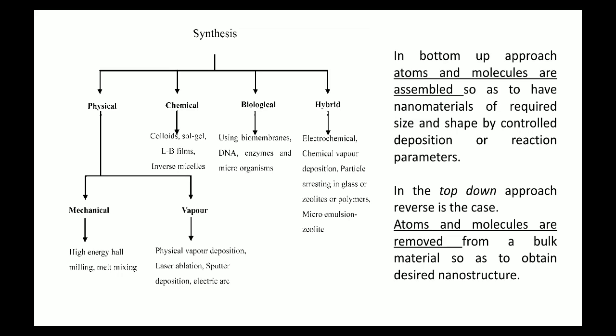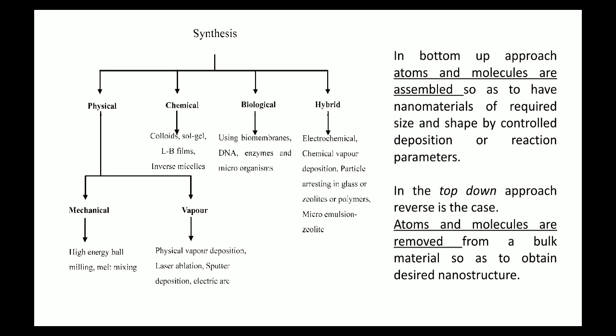In the physical way there are two different types. One is mechanical and the second is vapor. In mechanical, we are using mechanical energy to make the nanomaterials. What are the examples for this mechanical way? High energy ball milling, melt mixing. Here we are trying to understand what high energy ball milling is, a mechanical way of synthesis of nanomaterial.